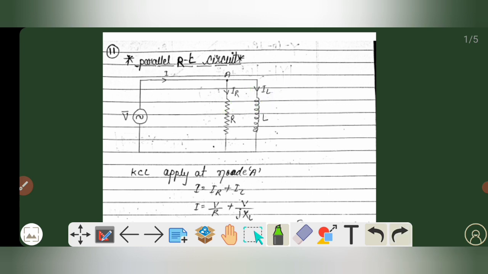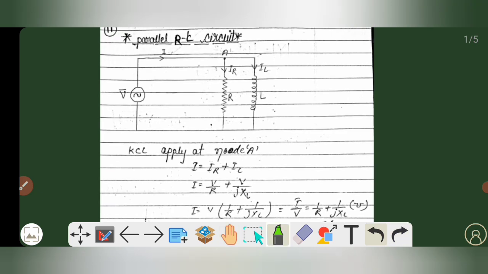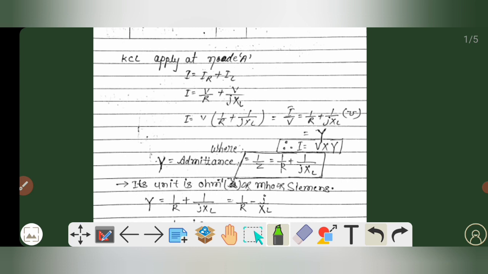First of all, if we apply KCL at node A, then according to the KCL, I will be IR plus IL. We also know that the current across the resistor is V by R, and the current across the inductor is V by JXL. As we proceed further, we take V as common, and then 1 by R plus 1 by JXL remains.